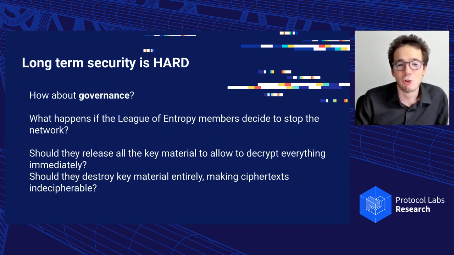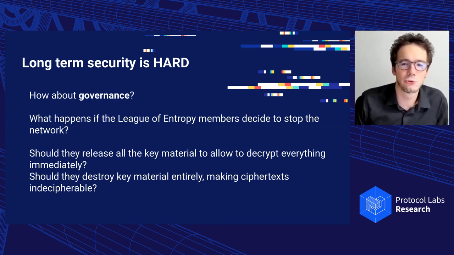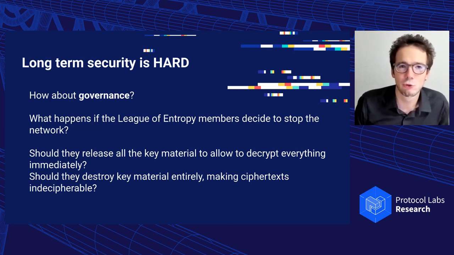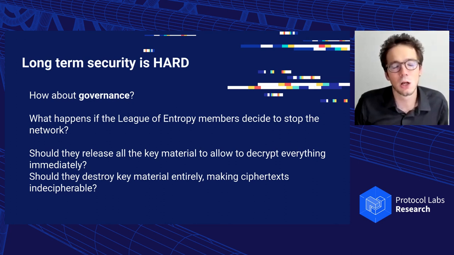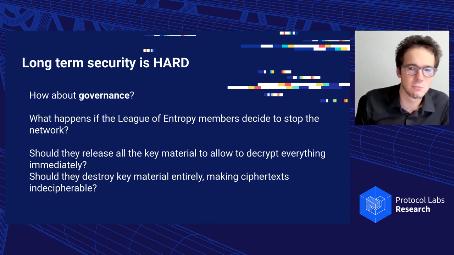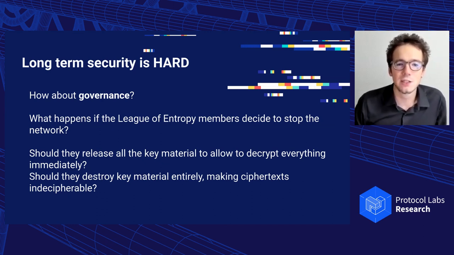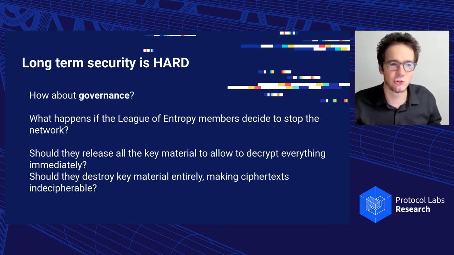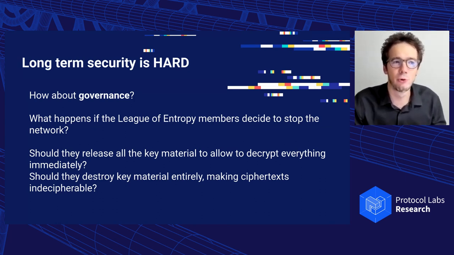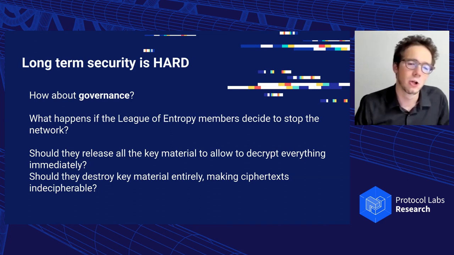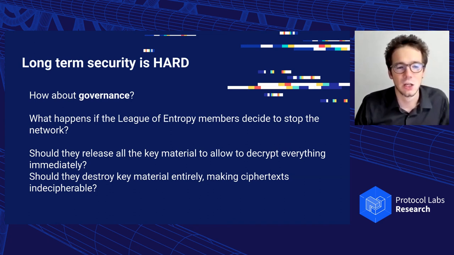Also, there is a problem of governance with a threshold network. So what if the League of Entropy members decide to stop the network suddenly? Currently, it has not really been decided by the League of Entropy. That's something we've been working on, producing a governance model and publishing it. The question would be: is the League going to release all the keys, all the secret shares if it stops, or is it going to burn them and destroy the group secret key definitively?